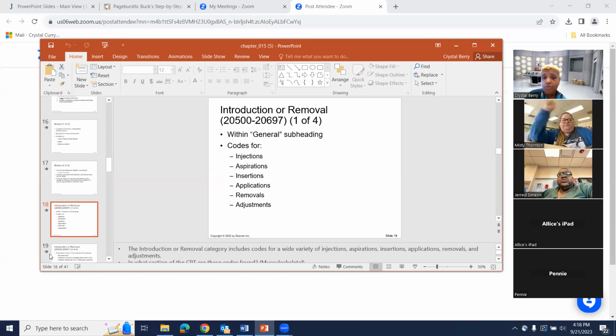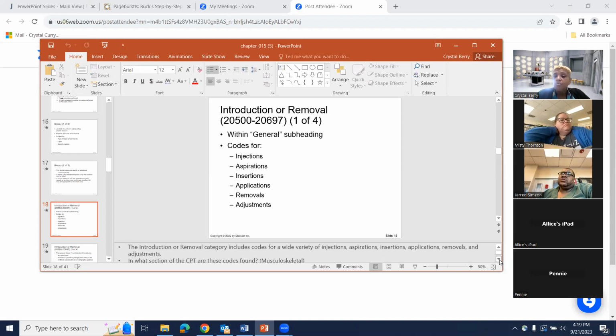So introduction or removal, within the general subheading, there are codes for injections, aspirations, insertions, applications, removals, and adjustments. The introduction of removal category includes codes for a wide variety, and these are the varieties that it includes. And then you have your book. You're going to have your books as well when you're taking your exam, so you would know what to look for when it says introduction of removal. What are some things that's used within general subheading for the codes for? And you will have injections, aspirations, insertions, applications, removals, adjustments.